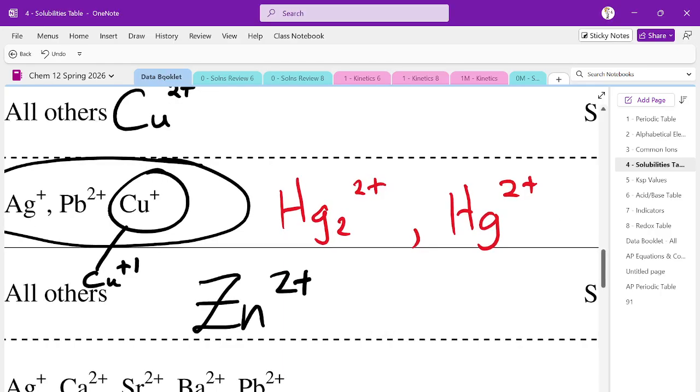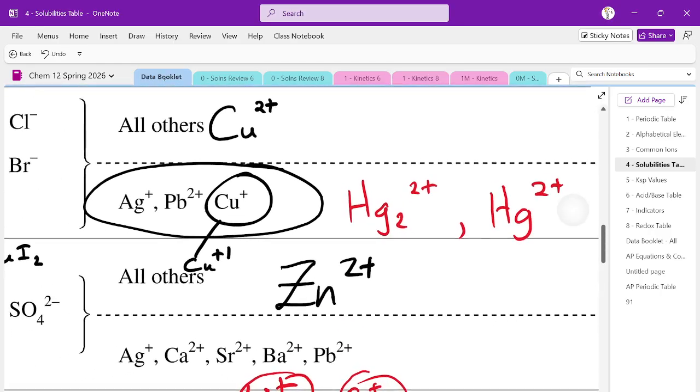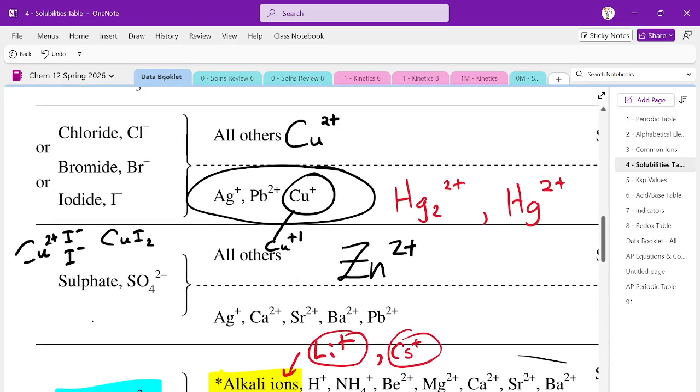Wait, mercury 2 and mercury 2? Yeah, mercury 1 and mercury 2. I'll explain that in a moment after you've got it written down. Okay, so that is in your chlorides. Okay. Both the charges are 2, but they're not.